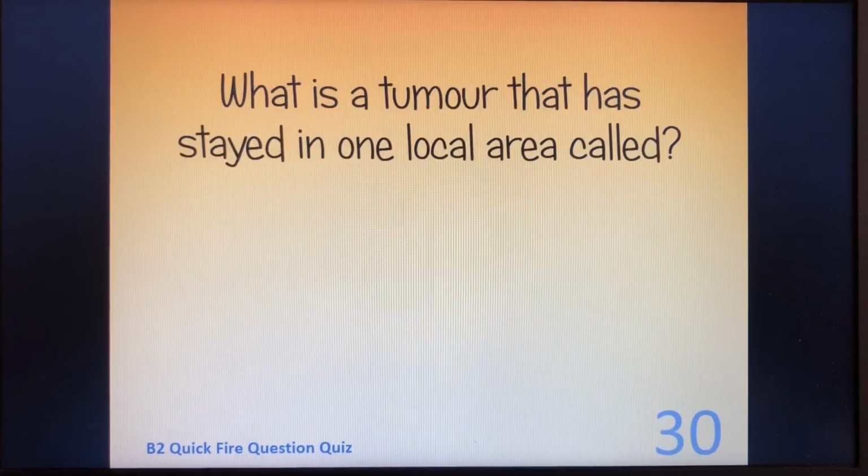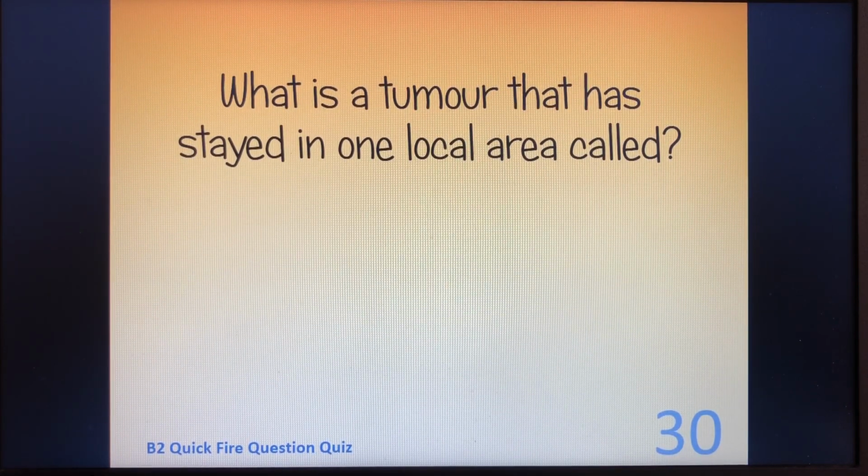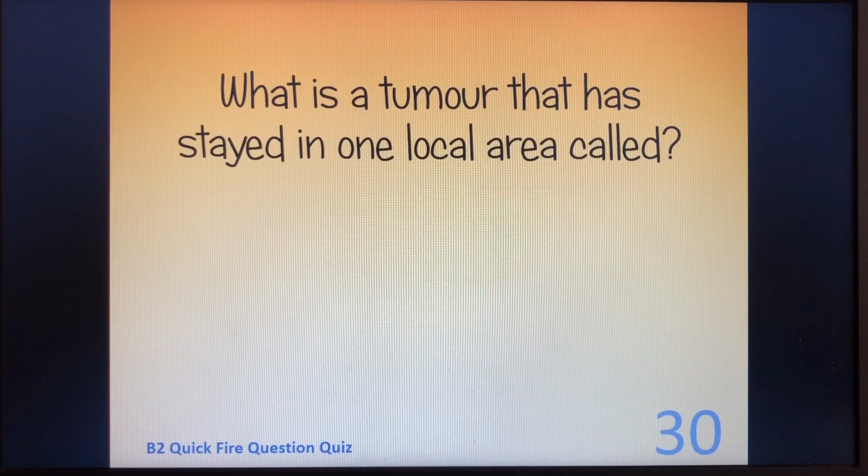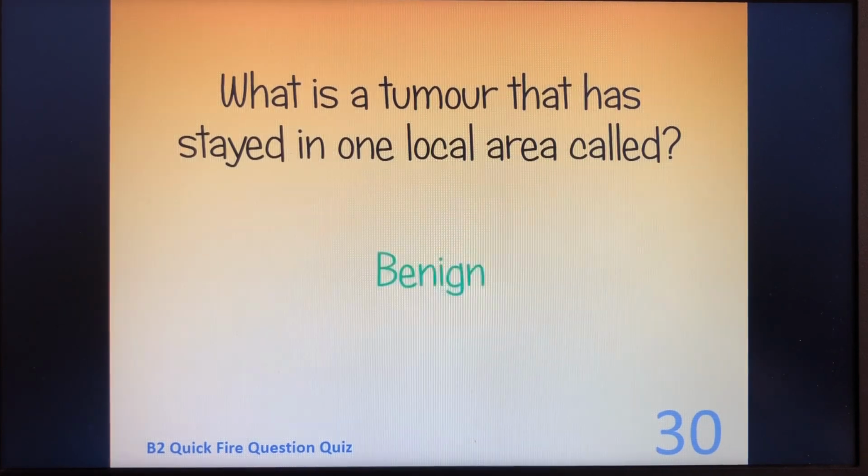Question 30. What is a tumour that has stayed in one local area called? So if you got the previous question about secondary tumours right, hopefully you can remember the answer to this one. And the answer is benign. It is benign.